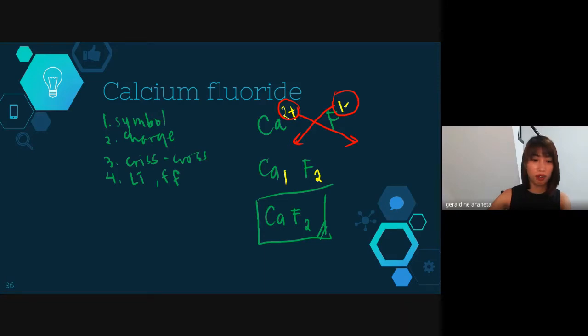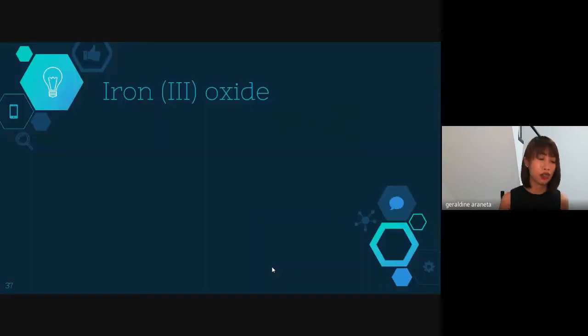Okay, let us have another example. So, if you're going to see this kind of ionic name in the future, madali na lang siyang isulat para sa inyo. But what if you encounter this? You have iron 3 oxide.